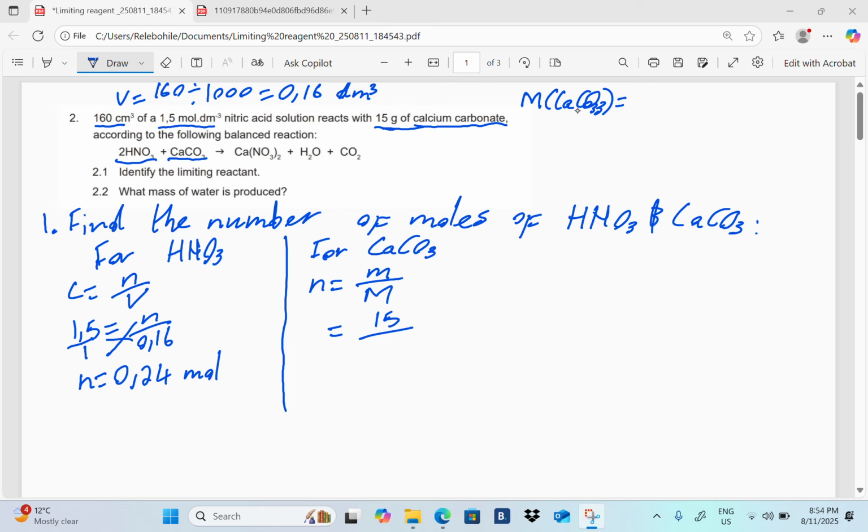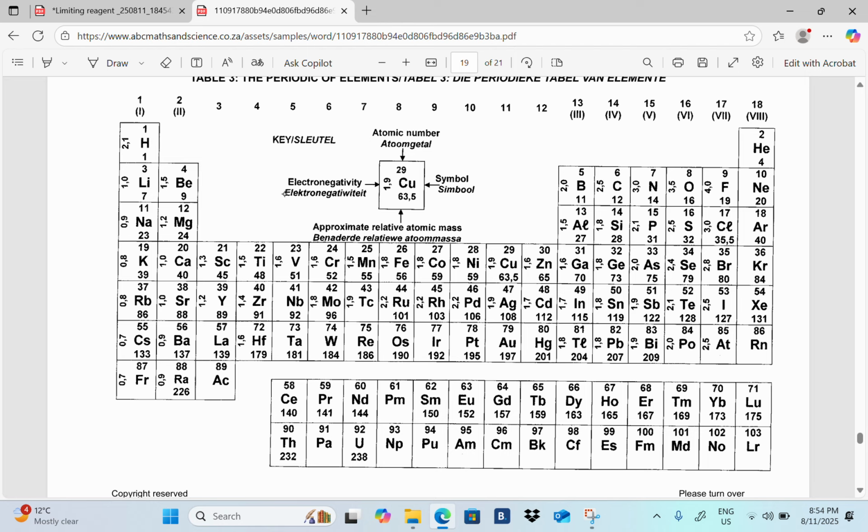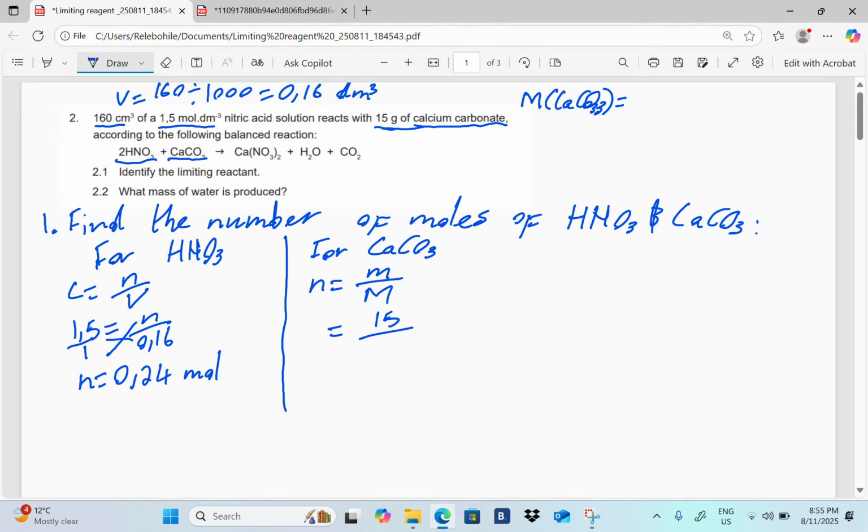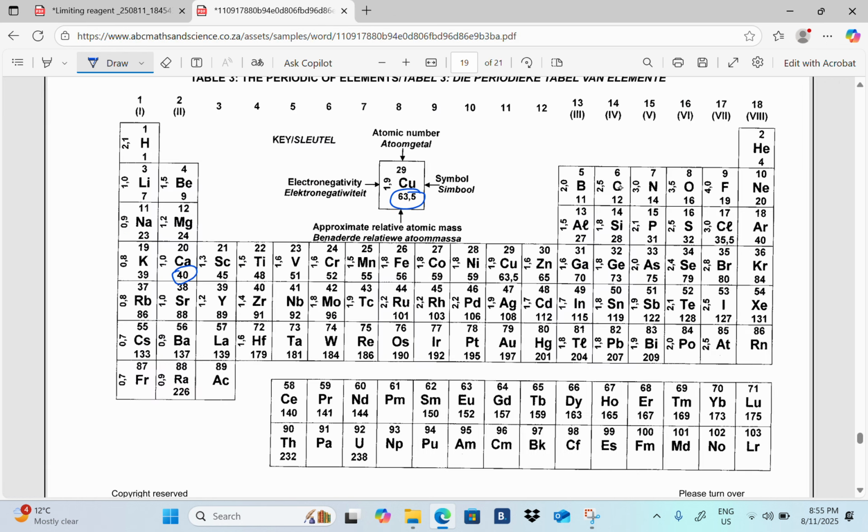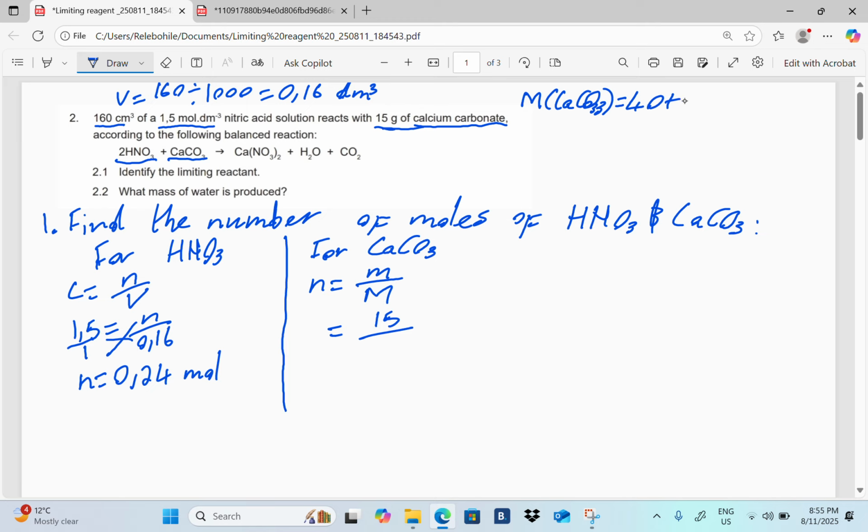So when I look at the molar mass of calcium on the periodic table, here's my periodic table. Here's calcium. The molar mass is this number here at the bottom, because we see here relative atomic mass, that's the molar mass. So we'll take this number and put it here. The molar mass of calcium is 40, and that of carbon is 12. Here is carbon, and we see that its molar mass is 12. So I'll put 40 plus 12 plus oxygen.